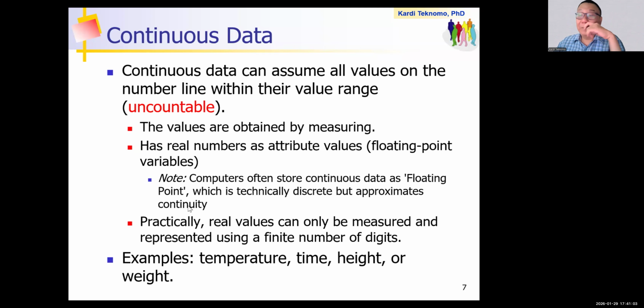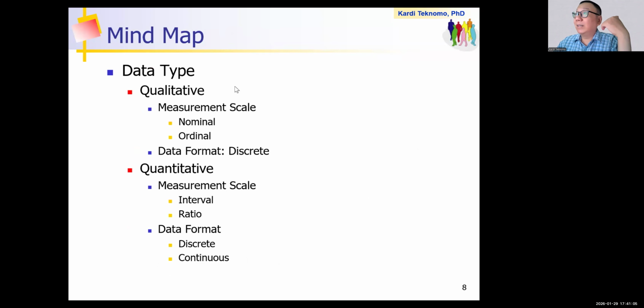So this is the kind of summary. Data type consists of qualitative and quantitative. In the measurement scale, qualitative can be nominal or ordinal, and the format is discrete. While quantitative in the measurement scale can be interval or ratio, and the data format can be discrete or continuous. Up to here, any question?